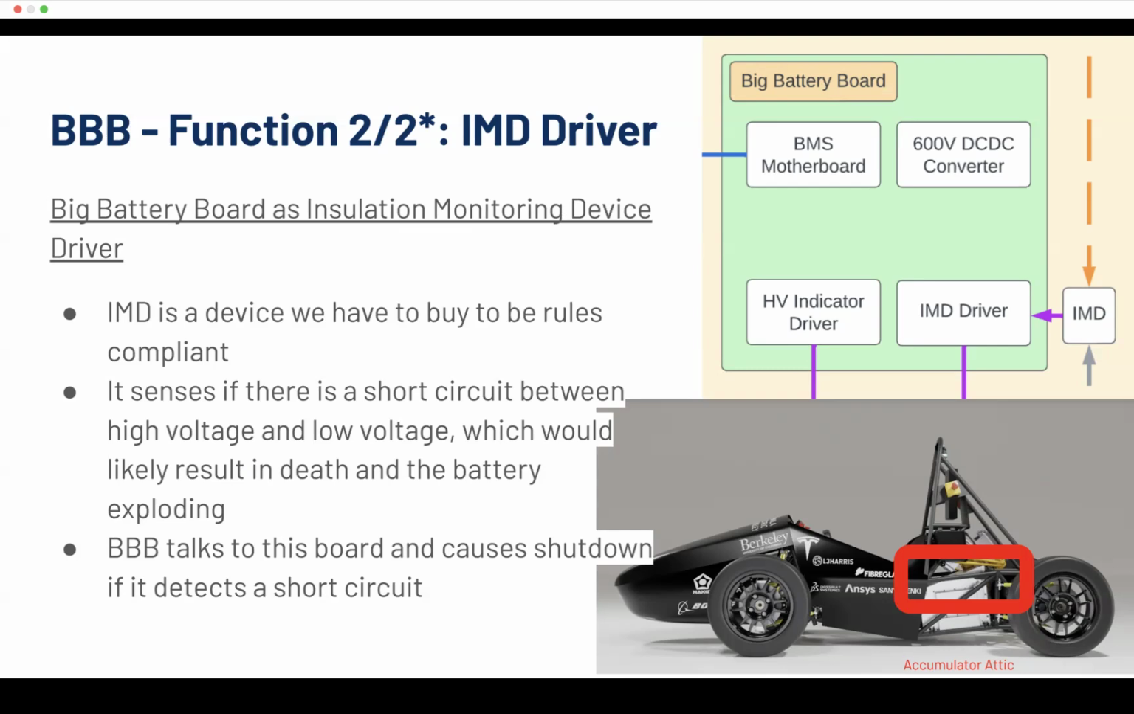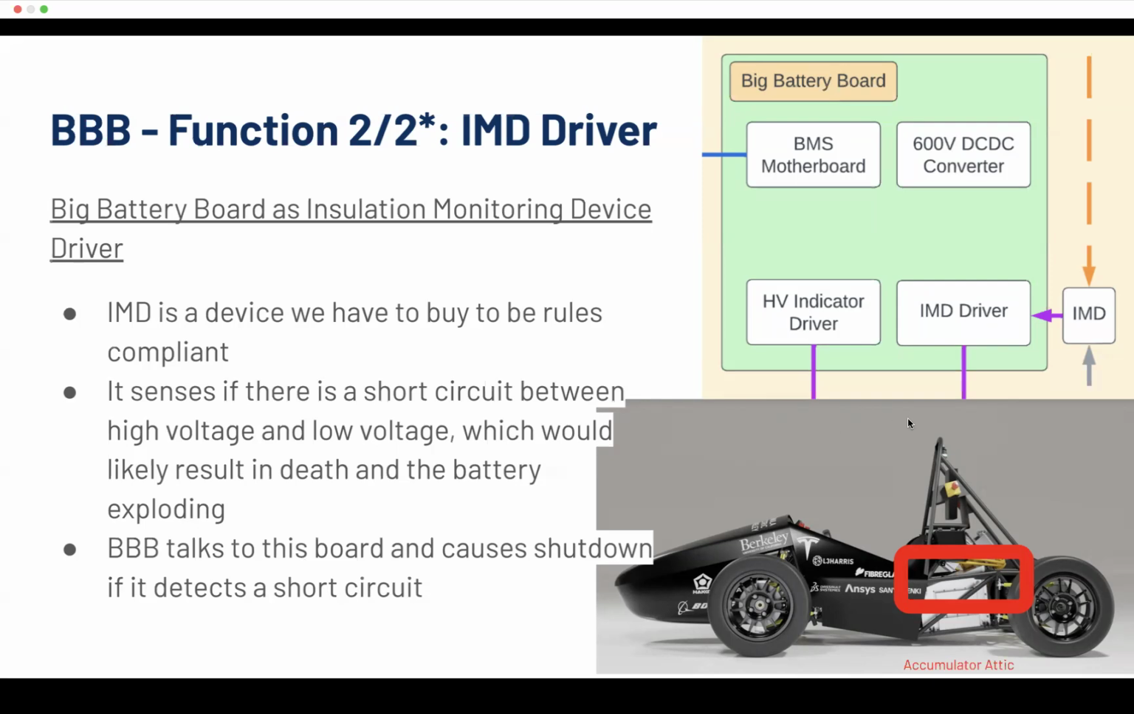So this basically monitors to see if high voltage minus got shorted to either, or if high voltage plus got shorted to either. If it was faulted, the car would be in an extremely dangerous state, but it should not be immediately about to explode or something. It should just be like, don't touch it. But if the IMD trips, that does cause a shutdown event.